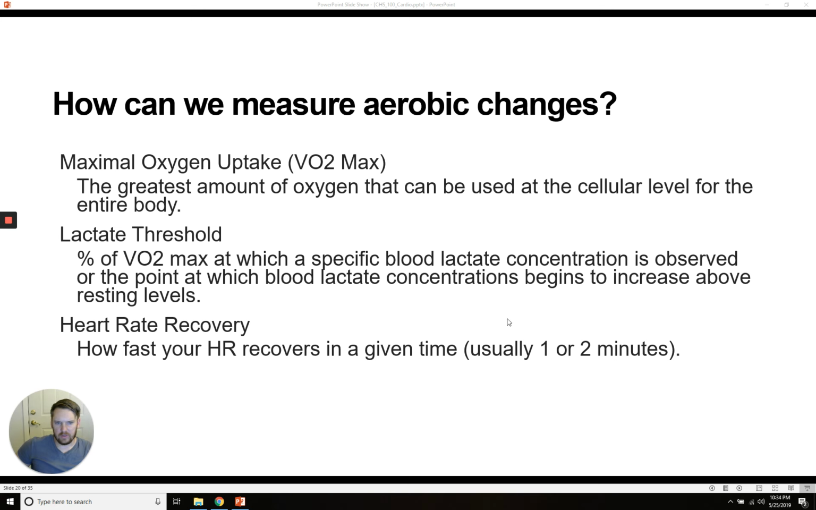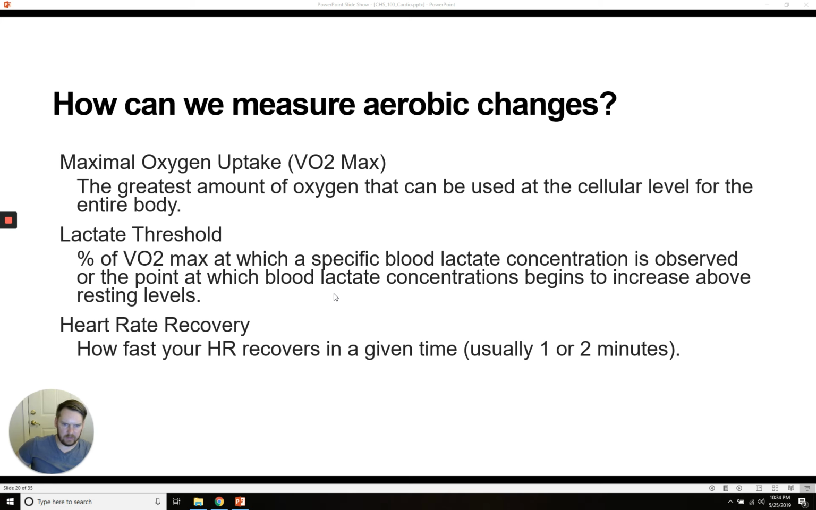So the question I'd like to ask here is, which one of these is most important when it comes to performance? A lot of people might choose one of these and say, oh, it's definitely VO2 max, or it's definitely lactate threshold. The reality is these all look at different things.